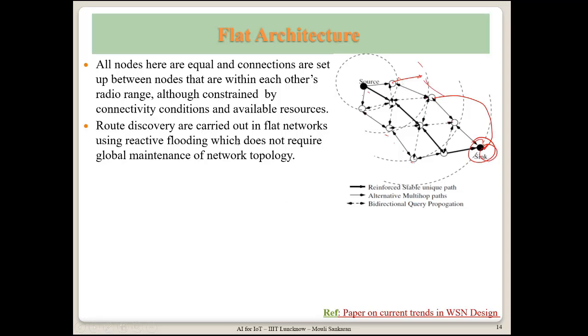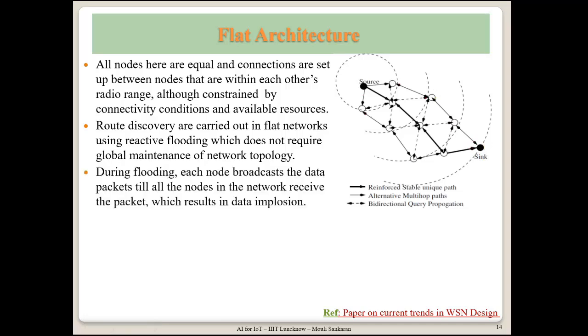So the route discovery is carried out in flat networks using reactive flooding. Reactive flooding means all the nodes do not just radiate or send packets around. They react to queries coming from the other nodes or from the sink. Sink may be querying it, or it may land into each node. So based on the query, they share the information. Thereby you save the power. You don't flood always. You don't periodically send information across.